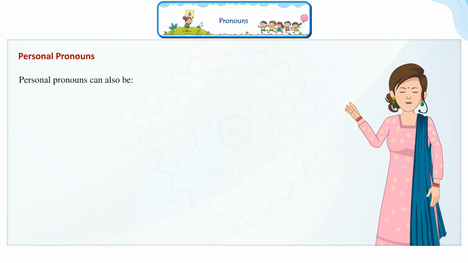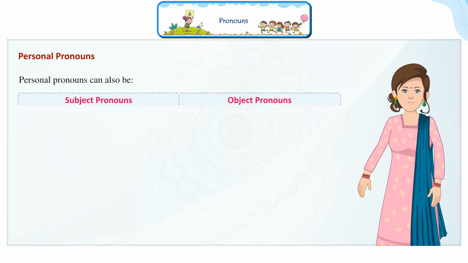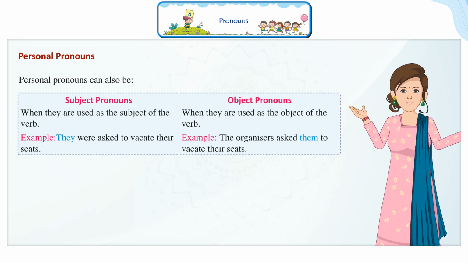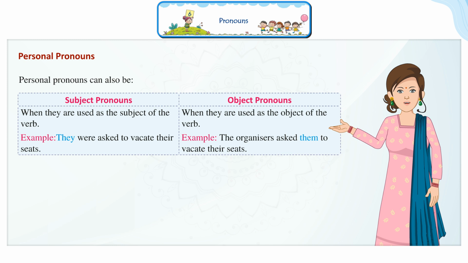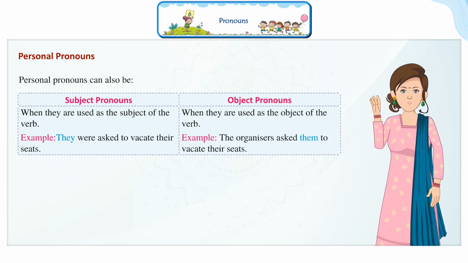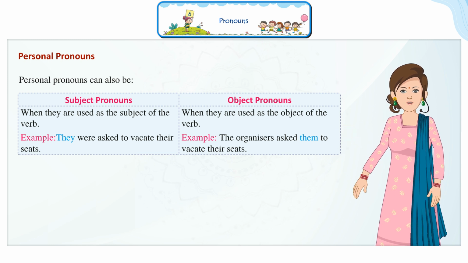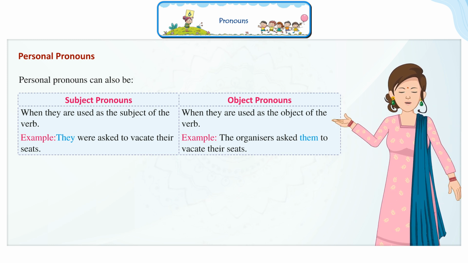Personal pronouns can also be subject pronouns or object pronouns. When they are used as the subject of the verb, for example: they were asked to vacate their seats. When they are used as the object of the verb, for example: the organizers asked them to vacate their seats.